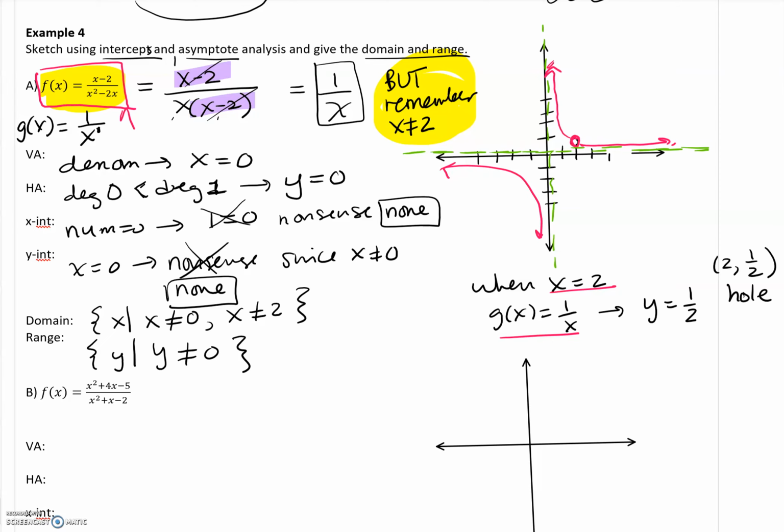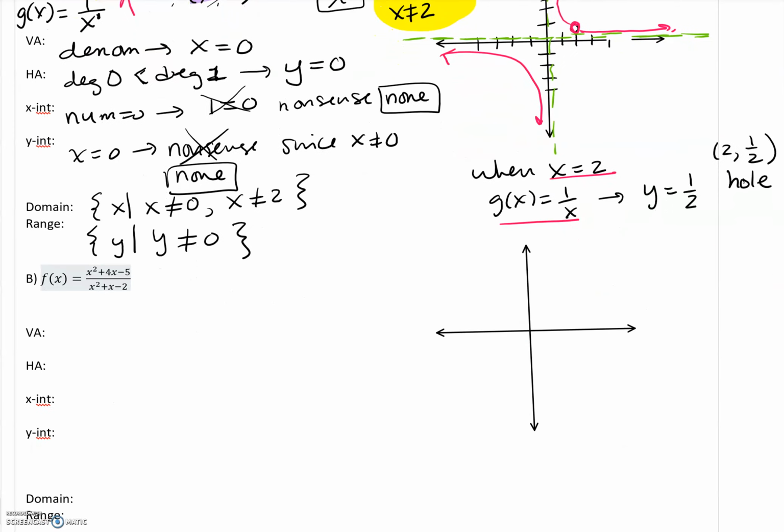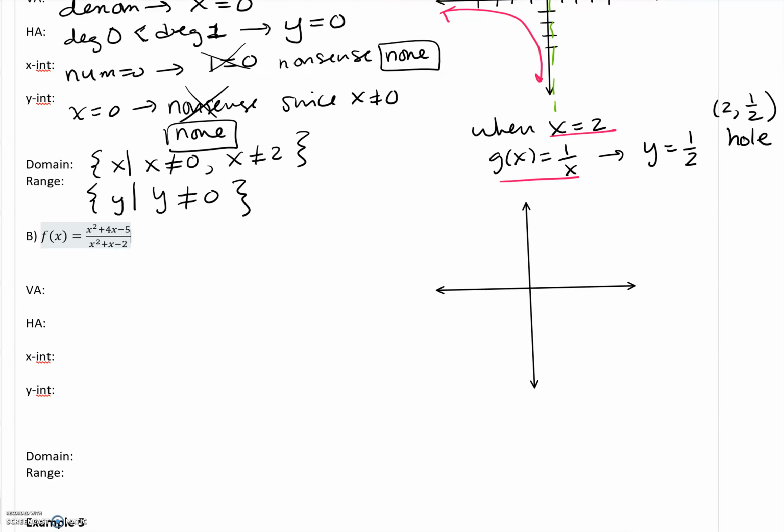All right, let's look at one more example similar to the one we just did in the previous video. So before I do anything for a rational function, I'm going to factor the numerator and denominator just to make sure there's no holes of any type occurring. If I factor the numerator, that's x plus 5, x minus 1. And if I factor the denominator, that's x plus 2 and x minus 1.